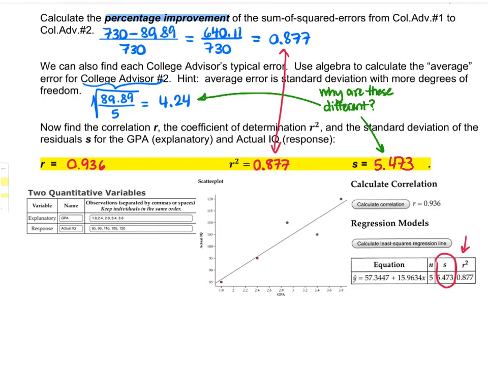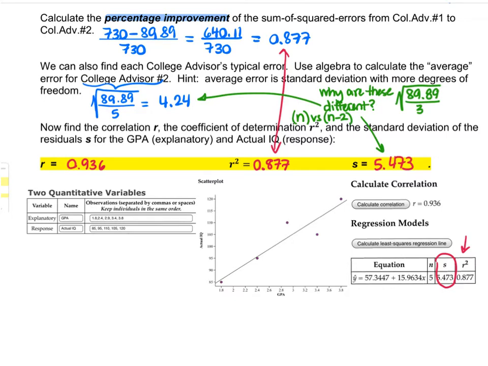Why are they different? The reason is, when we calculate the standard deviation, we talked a little bit about degrees of freedom and the difference between a standard deviation for a population and for a sample or a subset of the population. Well, this is very similar, but this time we have X data and Y data, so we actually have 2 degrees of freedom. So if we take our original 89.89 and instead of dividing by 5, divide by n minus 2, because there's an X and a Y that can both vary, then you'll see that we get the 5.473 that we just got a minute ago, or very close to it anyway.